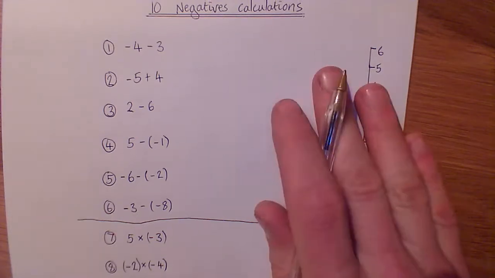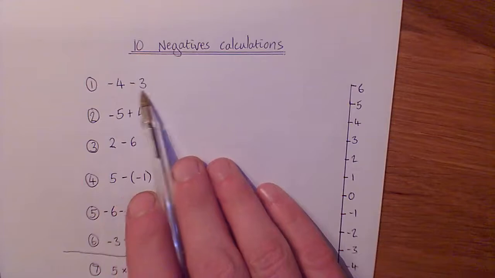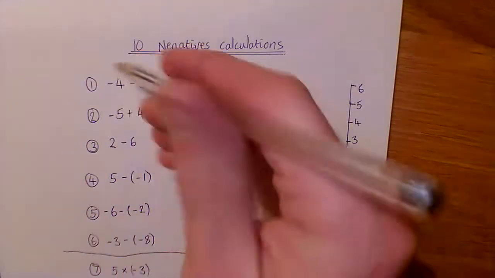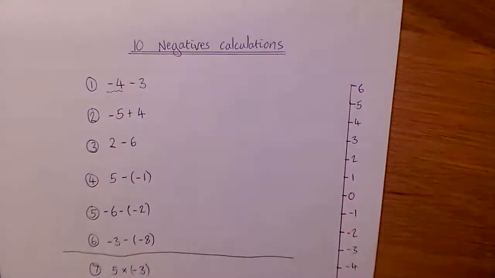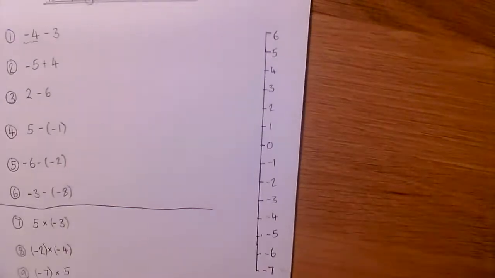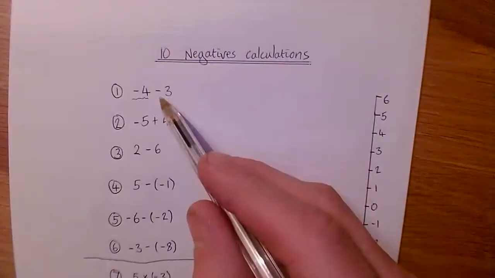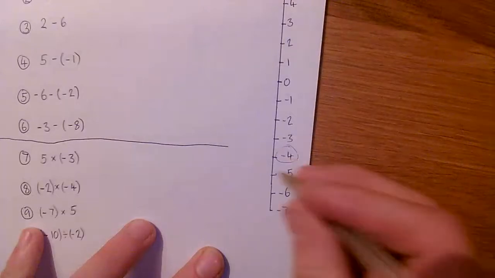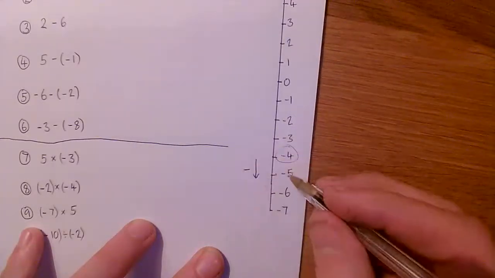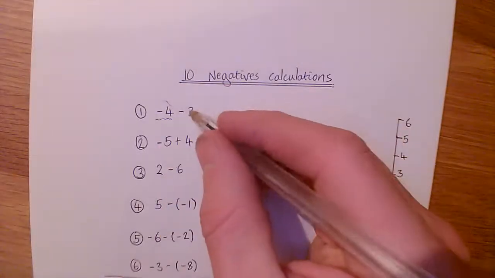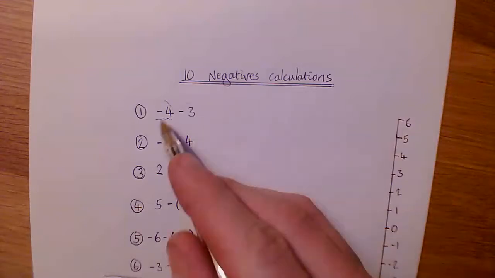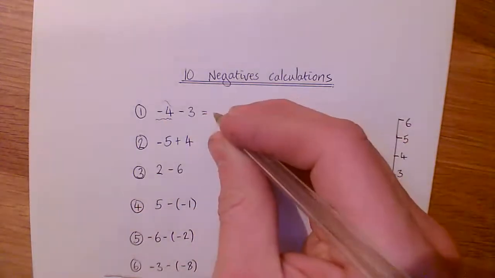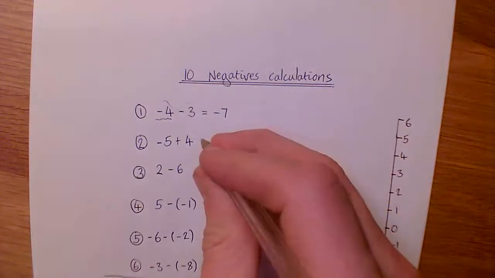So here goes. Calculation number 1, -4, take away 3. Now, tip number 1, this is your starting point. So -4 is our starting point. Never be afraid to have a number line. And then what are we doing to it? We are taking 3 away. So we're starting here at -4 and taking away, which is going that way, going 1, 2, 3. So think of your calculation as the first number is your starting point, and then what are we doing to it? So if we're at -4, we're taking away 3. That was going down, gave us -7.